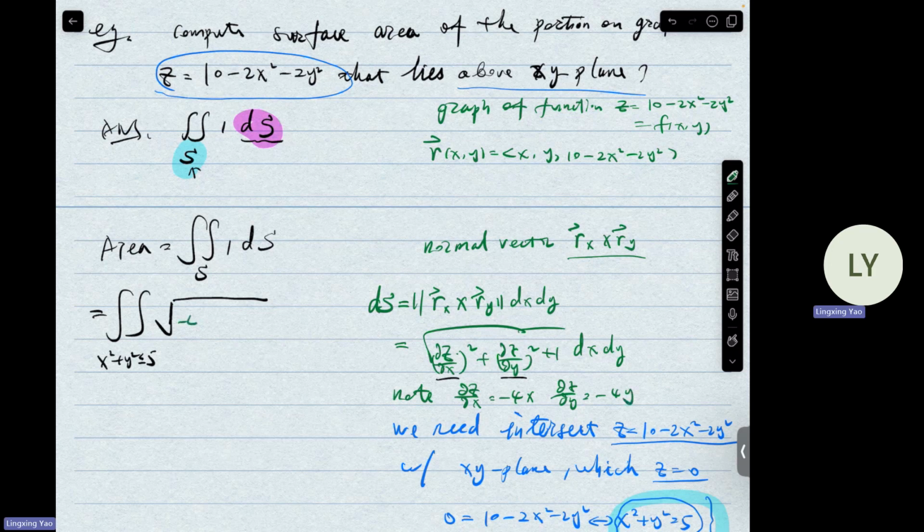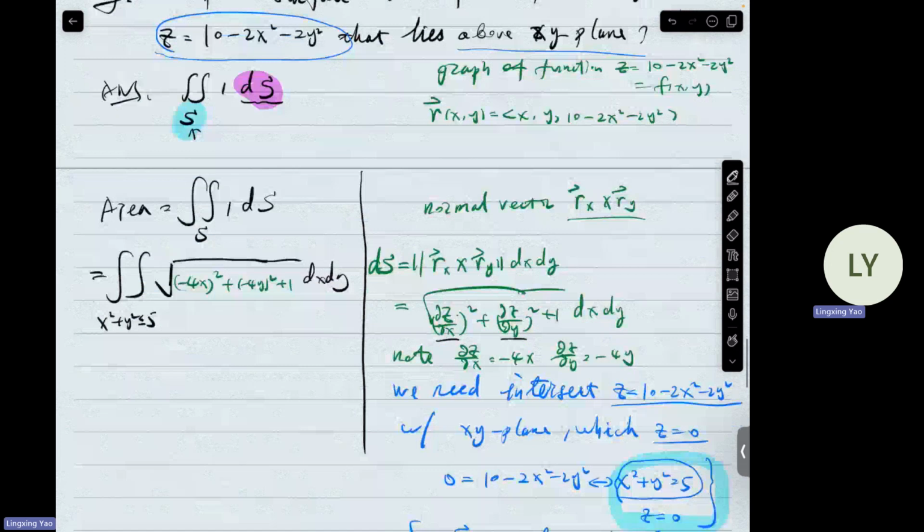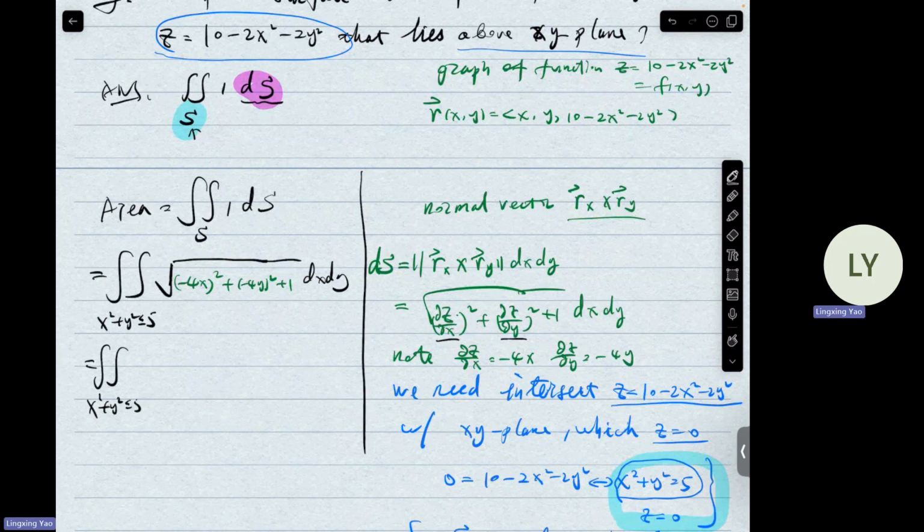So we have negative 4x squared plus negative 4y squared, and then plus 1, dx dy. So this is what we need to compute. It's not so bad. If we simplify, we should see this is 16x squared plus 16y squared plus 1. So we put them together. This is what we need to compute.